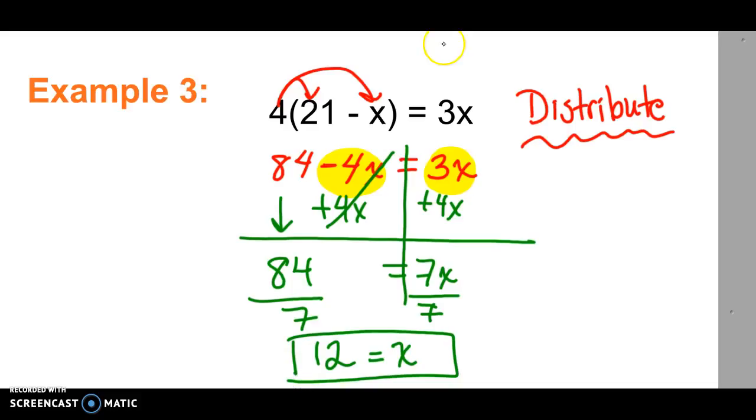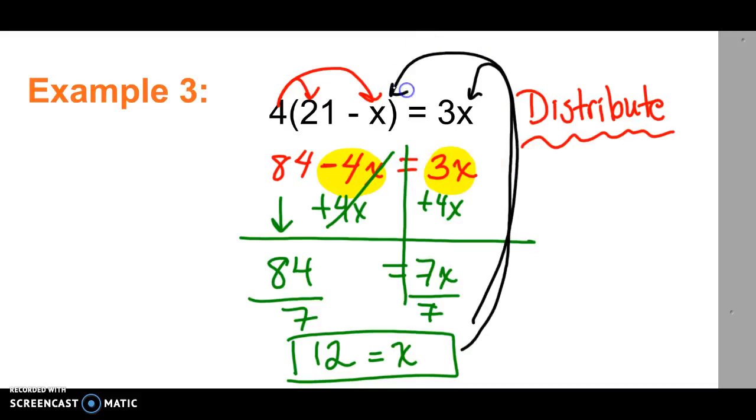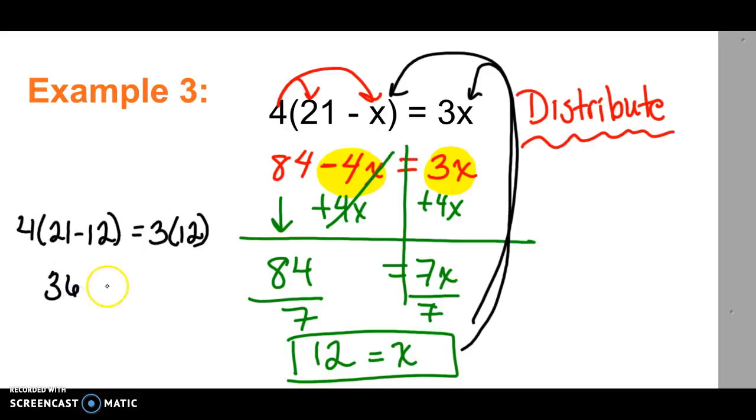Plug that in for everywhere you see an x. So I have 4 times 21 minus 12 equals 3 times 12. 21 minus 12 is 9. 9 times 4 is 36. And 3 times 12 is 36. So I'm right.